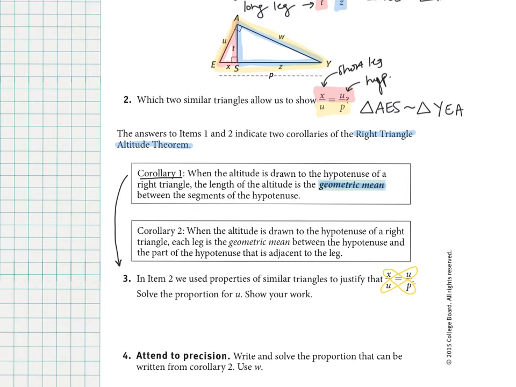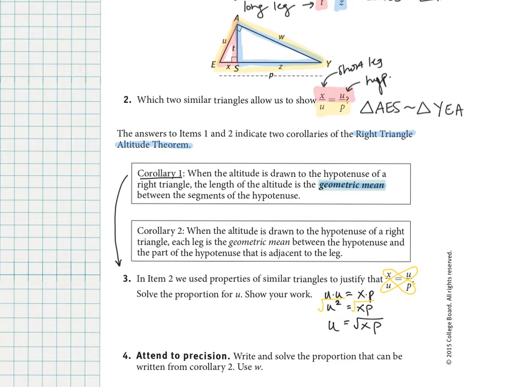So I'm going to have U times U equal to X times P. Now instead of writing U times U, we can say U squared, right? Going back to properties of algebra. So U squared equals XP. Okay, how do I get U by itself? Well, I've got to take the square root. Remember, that's the inverse operation of squaring. So that way I have U by itself, and that is going to be equal to the square root of X times P.